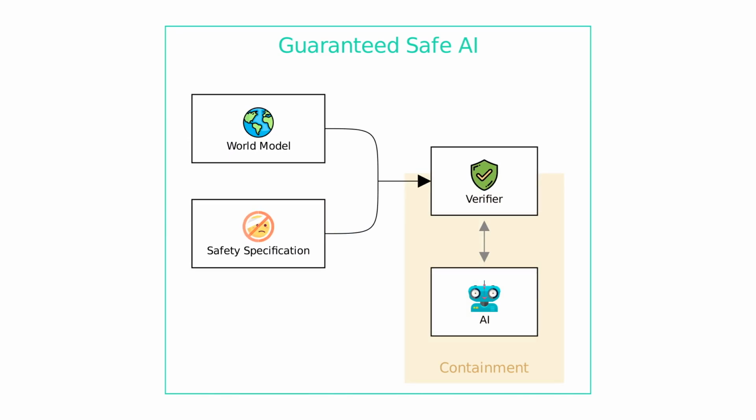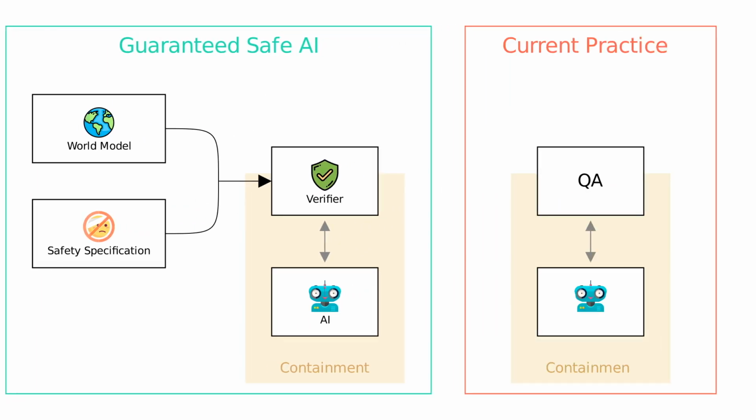The goal is to make each component robust enough to provide quantitative guarantees about the safety of the AI system. We can compare this with current practices, in which an AI system undergoes some quality assurance, like red teaming and reinforcement learning from human feedback, but provides no guarantees that the system satisfies any safety specification.